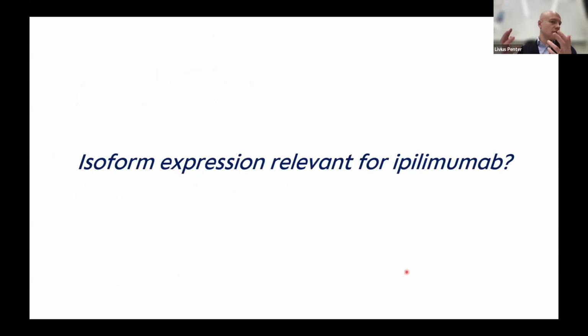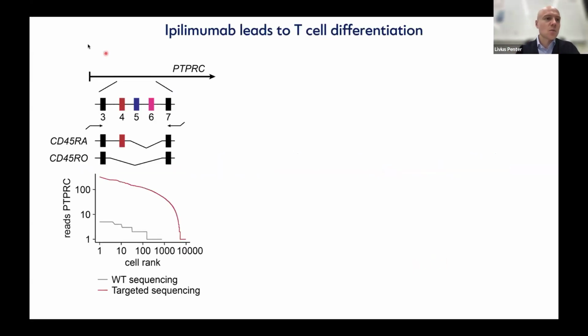Okay, now long-read sequencing, of course, also gives you the ability to look at isoform expression. And the question was, since we have the possibility to look at long-read sequencing data with NanoRanger, can we find isoforms that are relevant for ipilimumab-based therapy? One example is CD45. People who work with T cells probably know that CD45 has different isoforms, such as CD45RA and RO, and they can be used to define T cell subsets.